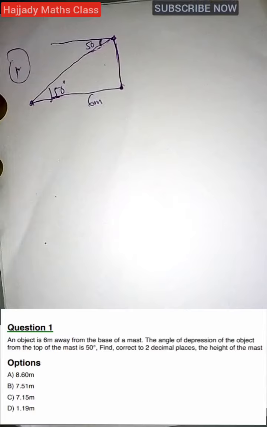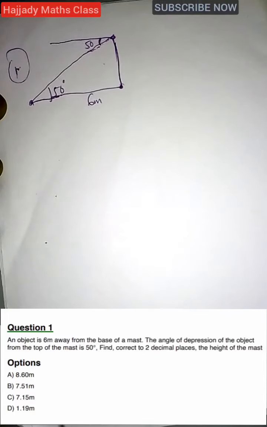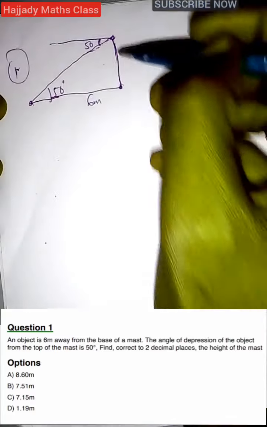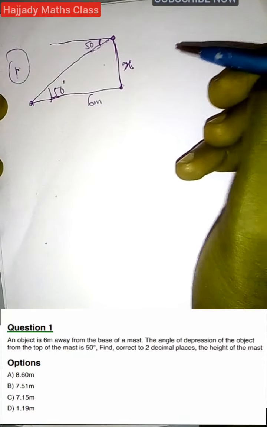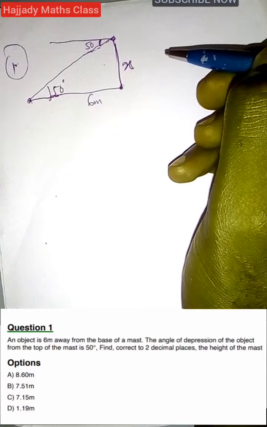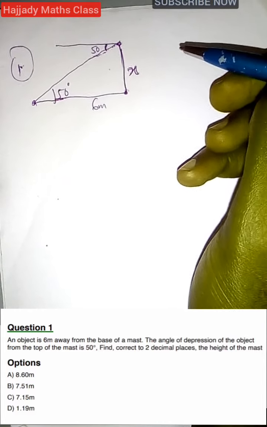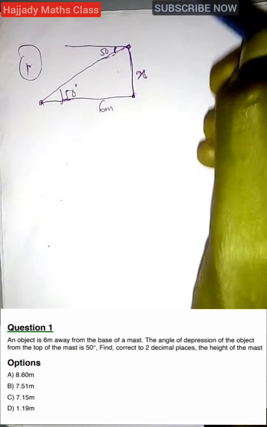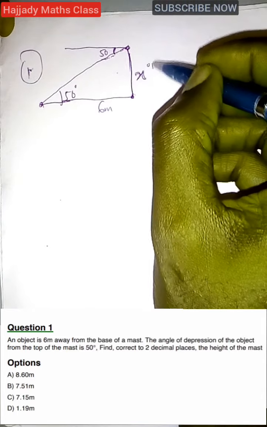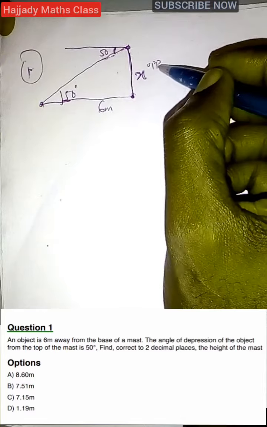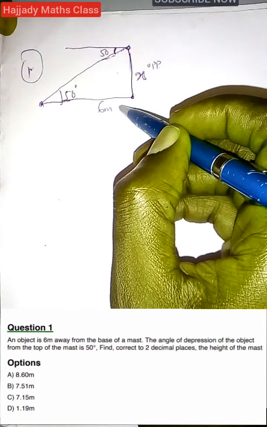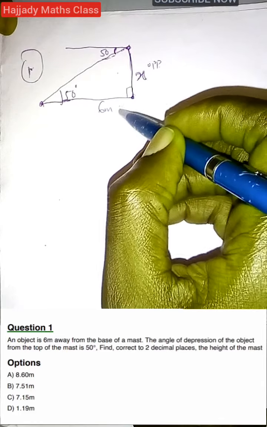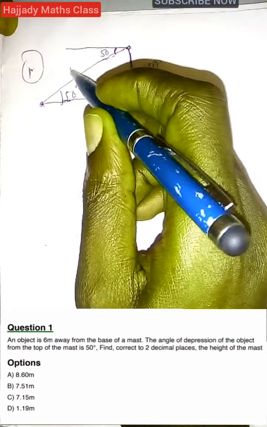So now the question says, find correct to 2 decimal places the height of the mast. This is the mast and this is the height of the mast. Now looking at this, here we have a right angle triangle. This is our opposite, because this is facing the angle, this is the adjacent, and this is the hypotenuse.